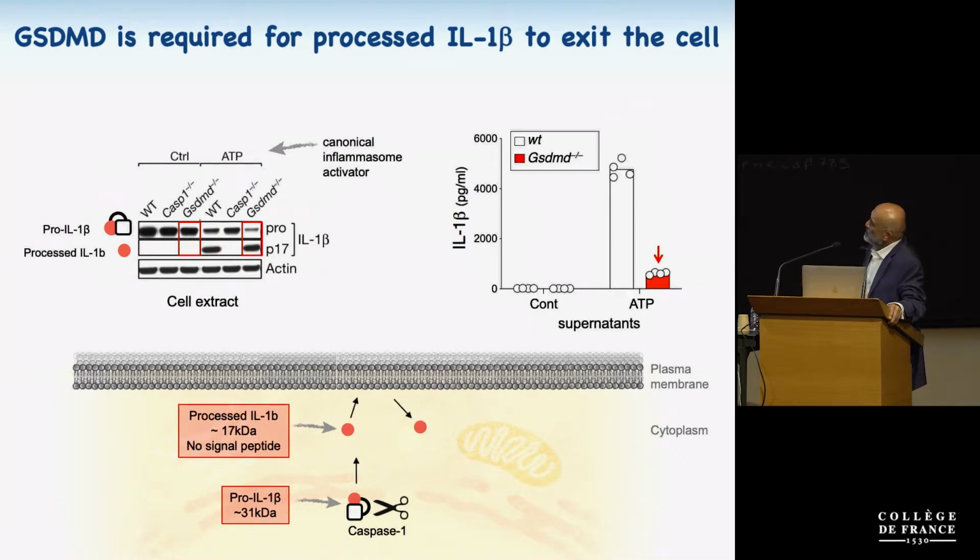We took the Gasdermin D null and activated the inflammasome. You get just as much processed P17, processed IL-1 beta, but it's not there in the medium. So this said that Gasdermin D, whatever it does, is required for the release of IL-1 beta from the cell's interior into the extracellular milieu.